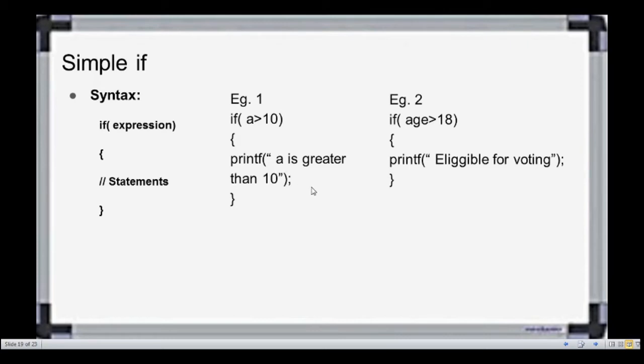Sometimes we want only this type of if statement, because suppose you want to select only one condition based on this checking, then at that time we are using this simple if. If age is greater than 18, printf eligible for voting. This is a simple if. We will see the execution of these small programs on the console also.